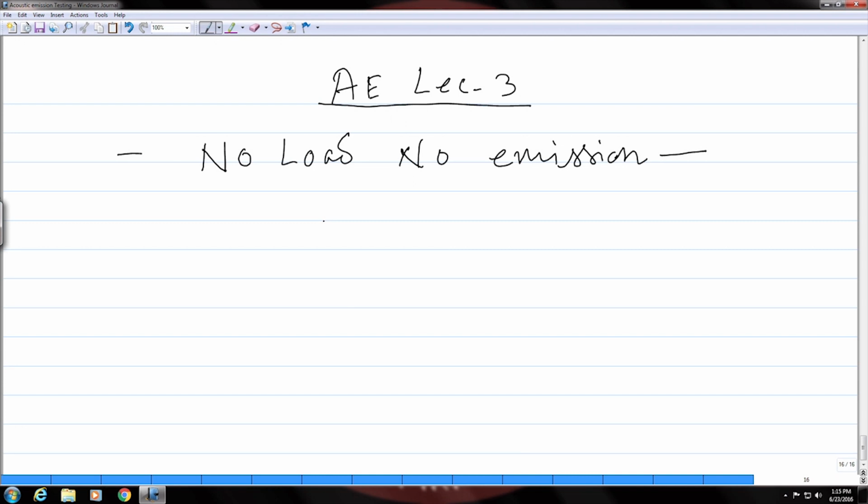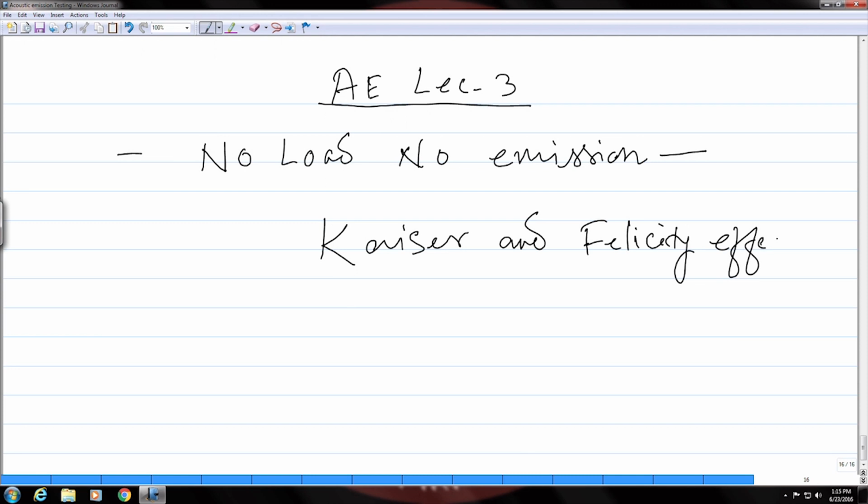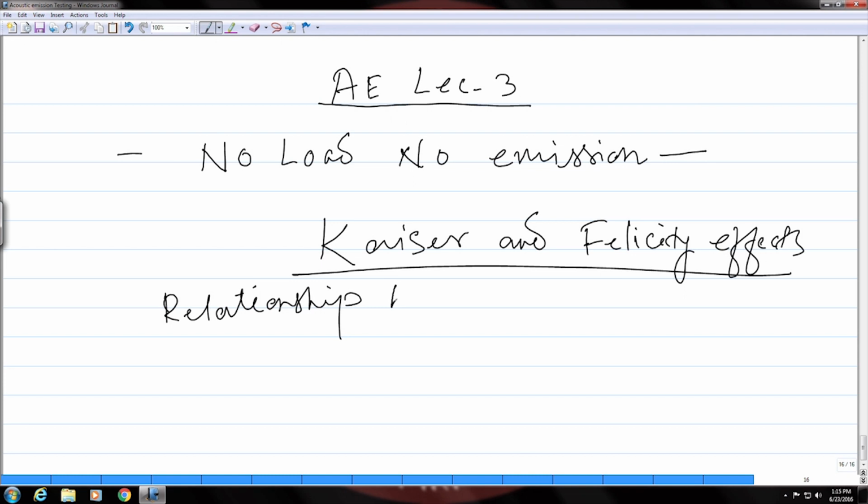Okay. So, this relationship between the loading history and the acoustic emissions in a particular interval is given by two effects, which are known as Kaiser and Felicity effects. So, this describes the relationship between acoustic emission events and the previous load history.